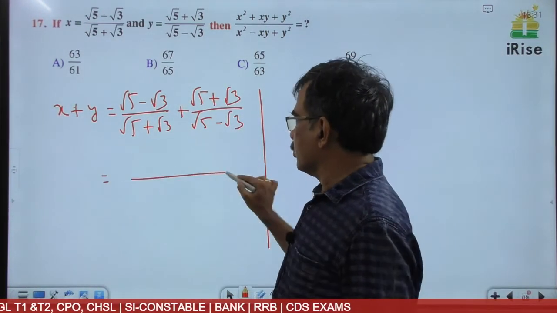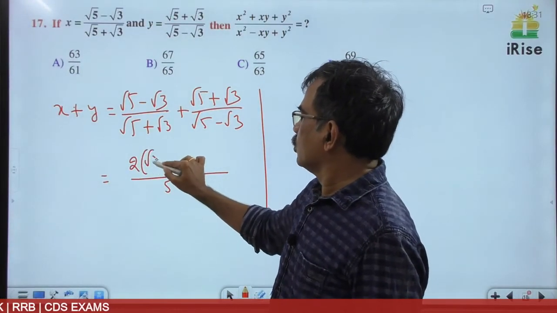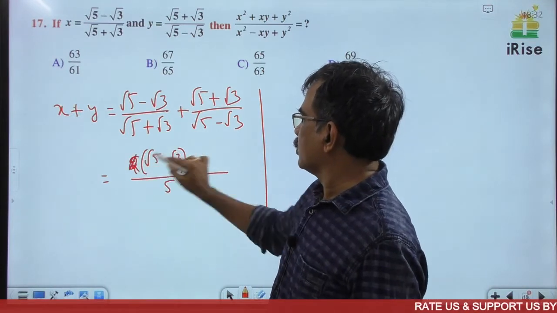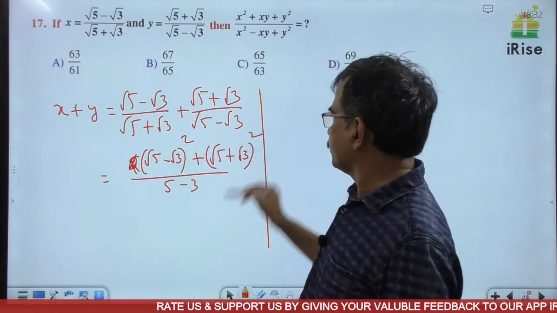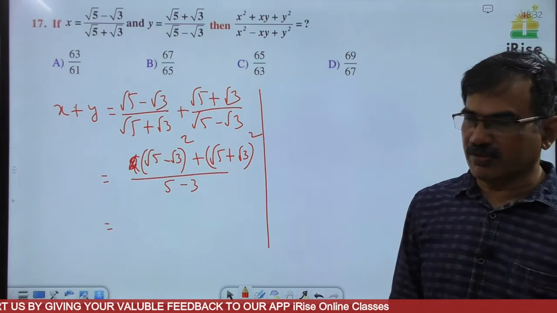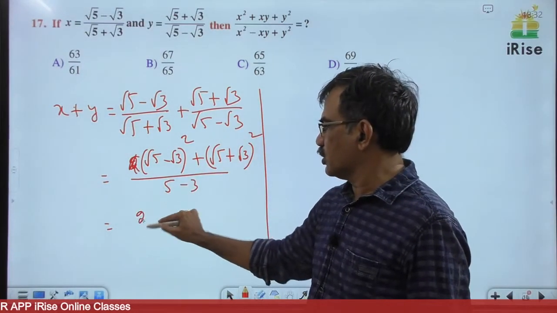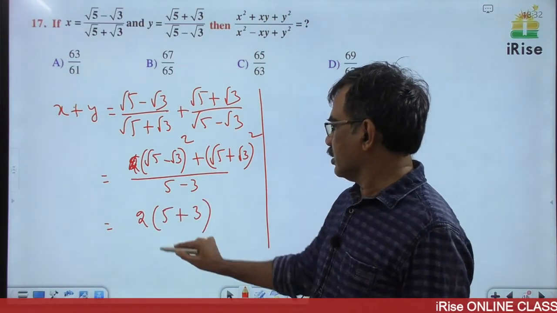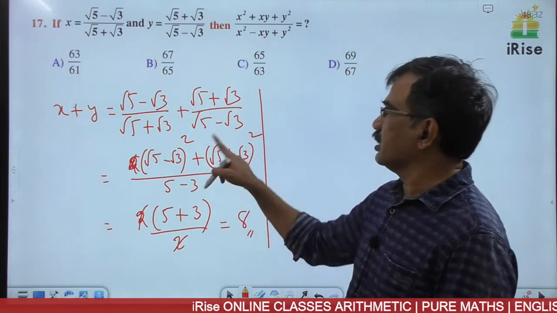Okay, this is nothing but the denominator is 5 minus 3, 2, and the numerator is (root 5 minus root 3) whole square plus (root 5 plus root 3) whole square. After taking LCM and simplifying, this is in the form of (a plus b) whole square plus (a minus b) whole square. You get 2 times (a square plus b square), by 2. 2 cancels, this is 8. Already this is solved in the previous question.